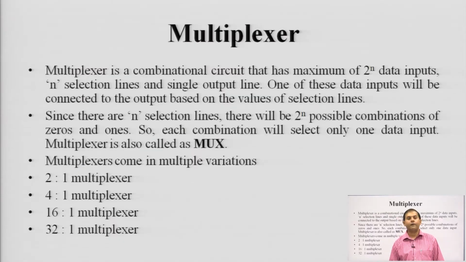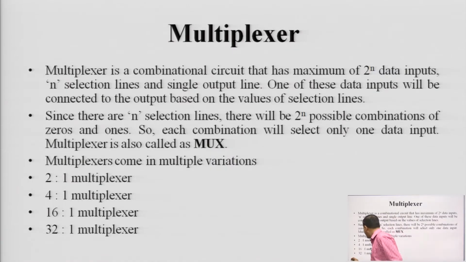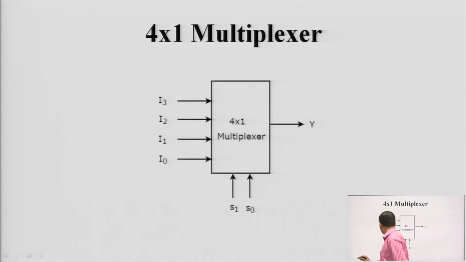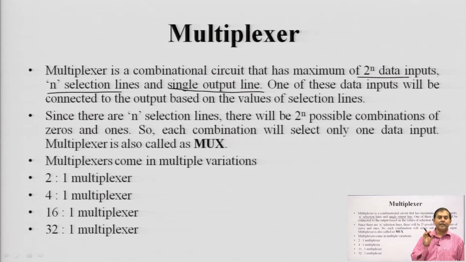Okay. So, first is the multiplexer. What is a multiplexer? A multiplexer is a combinational circuit that has a maximum of 2 to the power n data inputs, in which n are the selection lines, and one single output. Means many input lines can be channelized into a single output. Okay. So, that is the multiplexer.